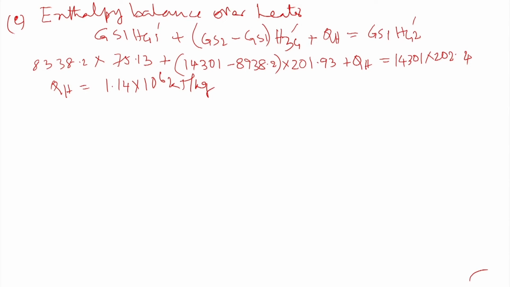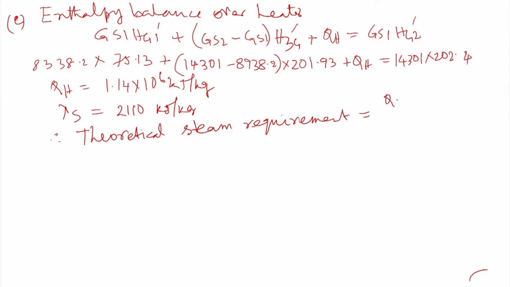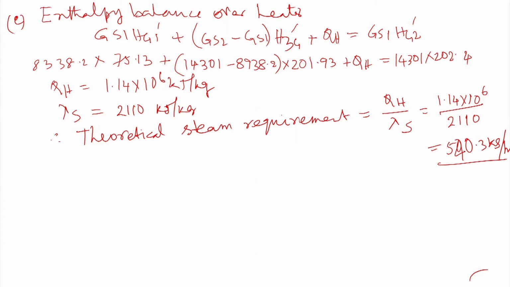So, this amount of heat is lost, and we know the latent heat lambda S at 4 kg per centimeter square gauge pressure is given as 2110 kilojoule per kg. So, the theoretical steam requirement is, from the basic formula, QH by lambda S, that is 1.14 into 10 to the power 6 divided by 2110. From here we get 540.3 kg per hour. So, the theoretical steam requirement will be 540.3 kg per hour.